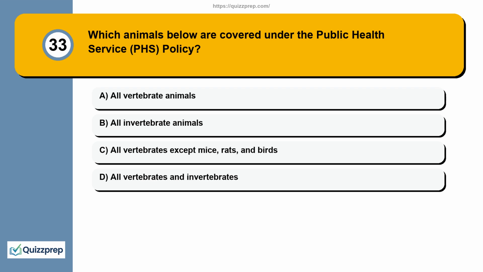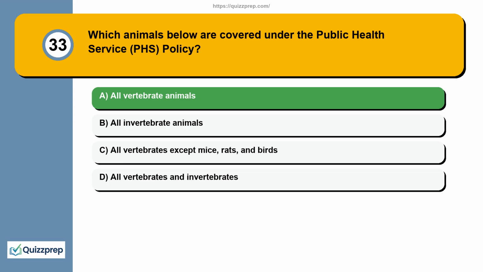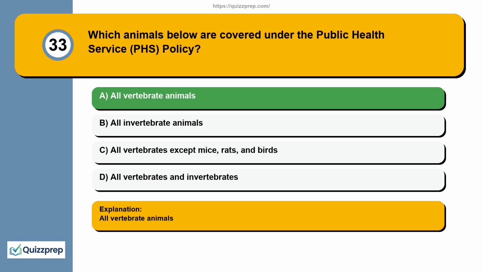Question 33. Which animals below are covered under the Public Health Service, PHS, policy? Option A. All vertebrate animals. Option B. All invertebrate animals. Option C. All vertebrates except mice, rats, and birds. Option D. All vertebrates and invertebrates. The correct answer is option A. All vertebrate animals.